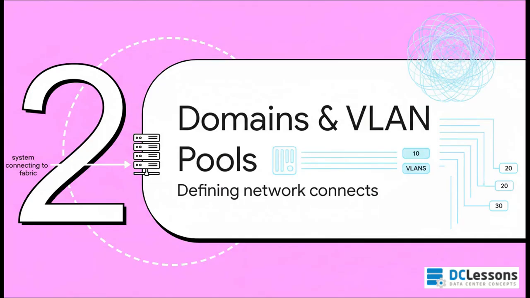The first two pieces we need to lay down are domains and VLAN pools. This is where we answer two really basic but crucial questions. First, what kind of system are we connecting to our fabric? And second, what VLANs is that system going to be allowed to use?